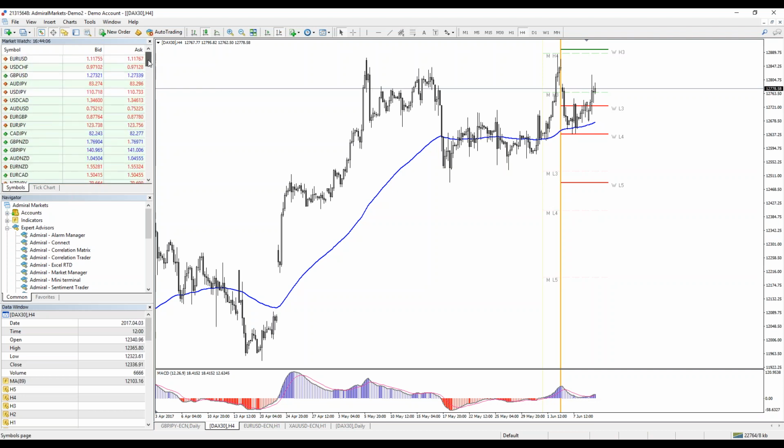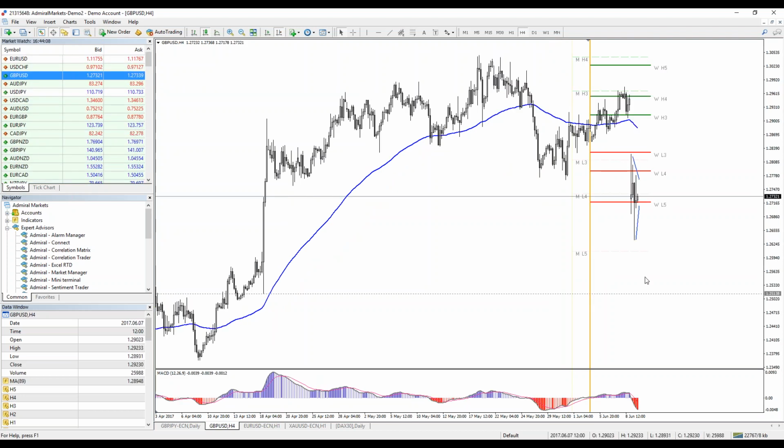I would wait for Monday. The question: if the price closes with a bearish candle below WL5, should we wait for Monday? Yes. Either way, I would wait for Monday because of possible gaps. What if we see some gap to the upside or something? So be patient. Don't chase the price.